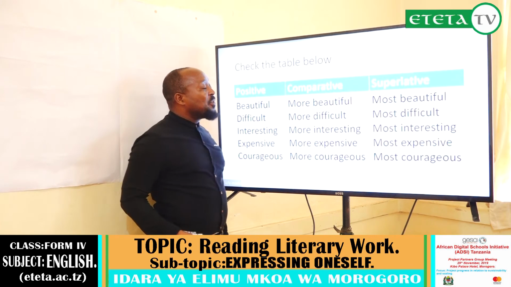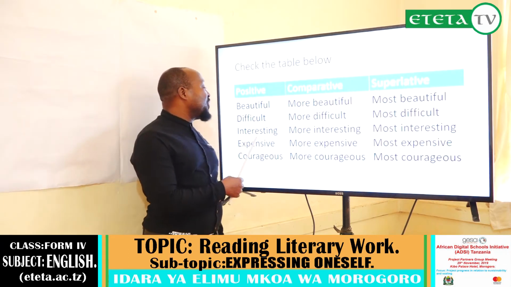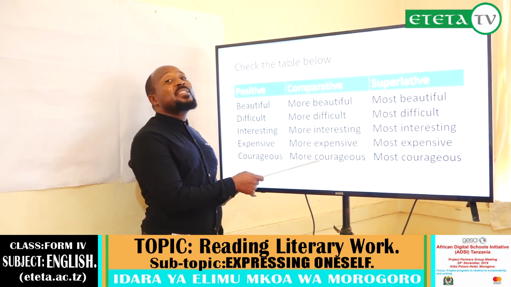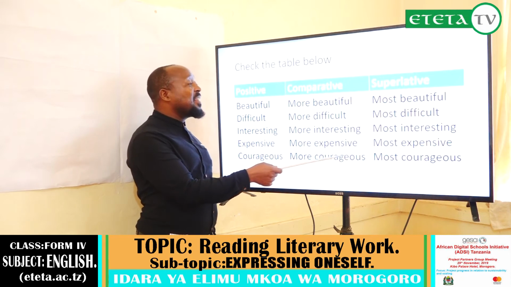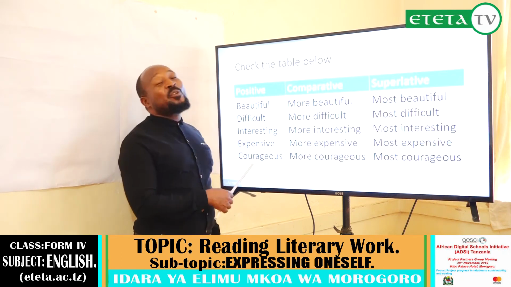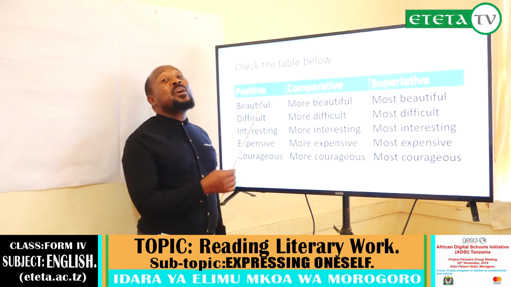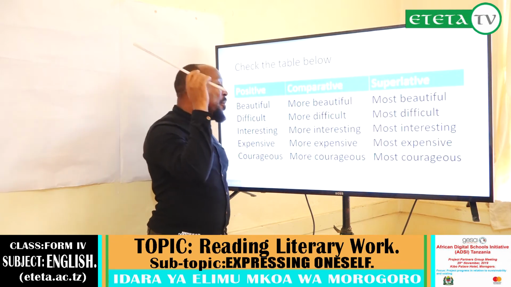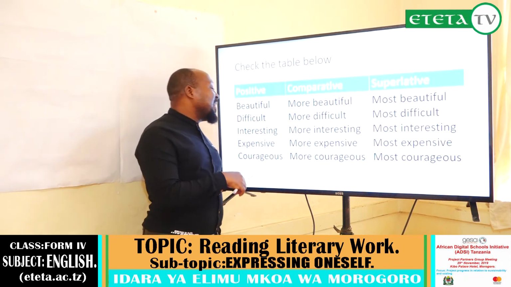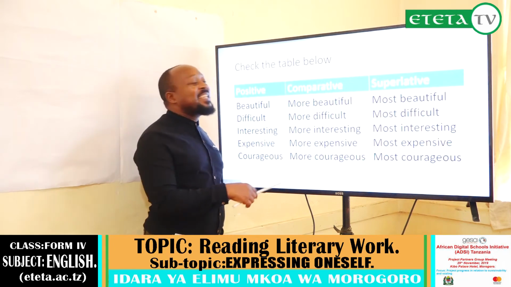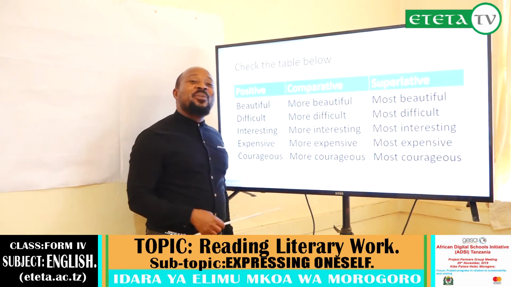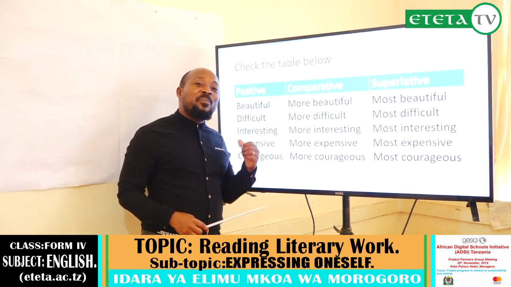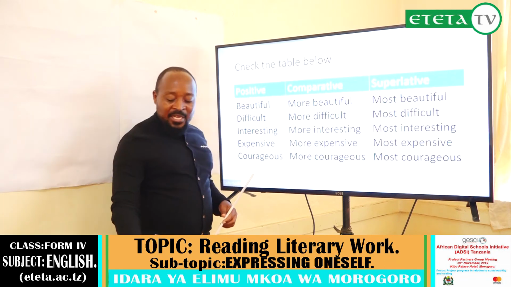Yeah, I have more examples, as you can see. You have words like beautiful, difficult, interesting. You cannot say interestinger. You have interesting, then you have more interesting, and the most interesting. You have expensive, more expensive, most expensive. You have courageous, more courageous, most courageous. There is no courageouser, and you cannot have such words. So remember that for words with more than one syllable, you add more for the comparative and most for the superlative.